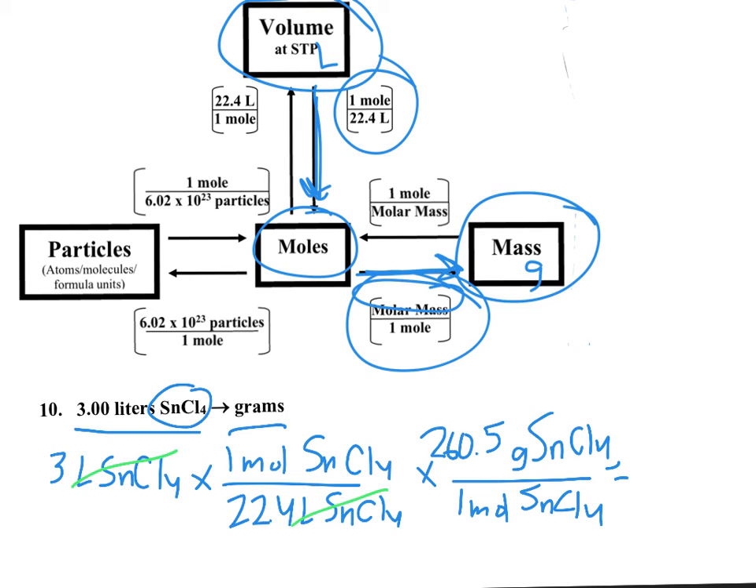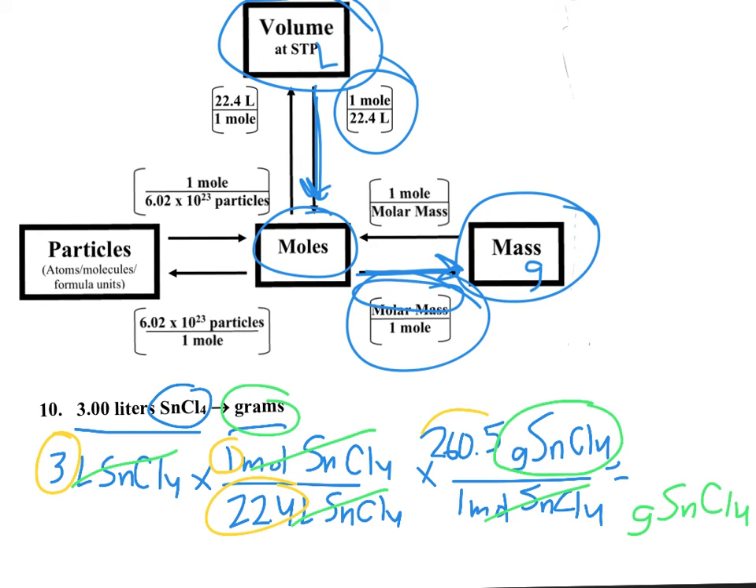As always, let's double check. Liters of tin chloride gone. Moles of tin chloride gone. Tin chloride, technically. And I'm left with grams of tin chloride, which is what I wanted. Good. That means that at least my work units are set up properly. Let's do our math. To do that, you know the drill. You've got to take the number you started with, put it in the calculator, multiply top, divide by bottom, multiply by top, divide by the bottom.